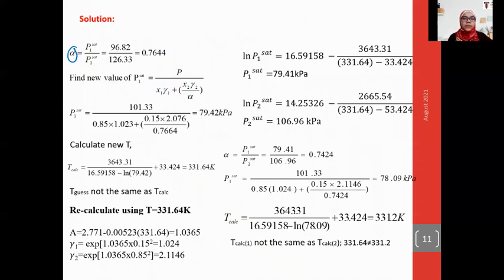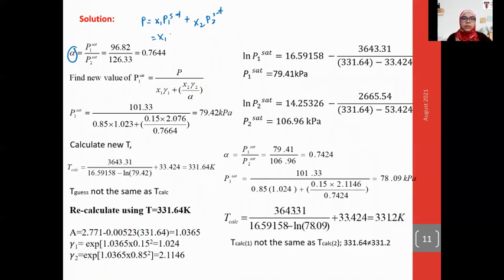For the next step, this is our first one, if not involving the modified Raoult's law. Since the modified Raoult's law introduces the gamma, we have P1 saturation times gamma. So maybe I put the gamma first.